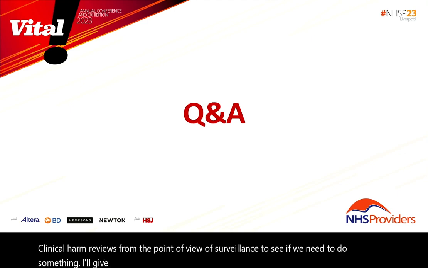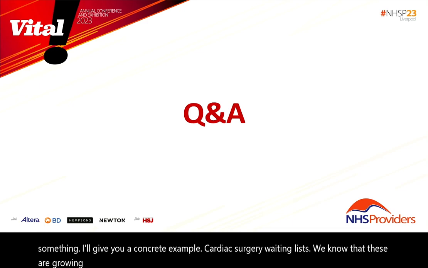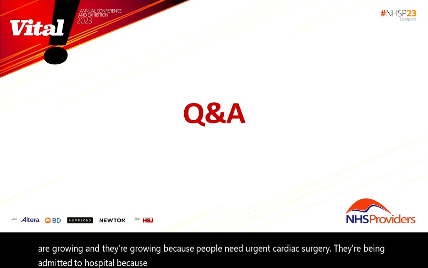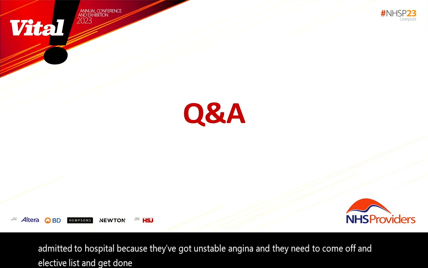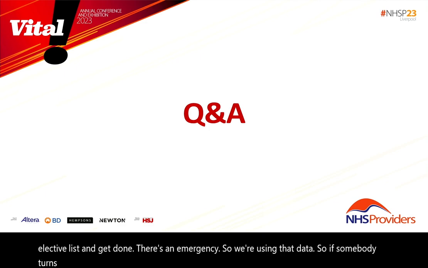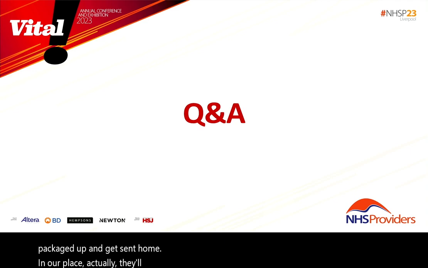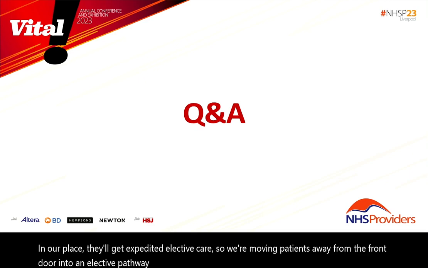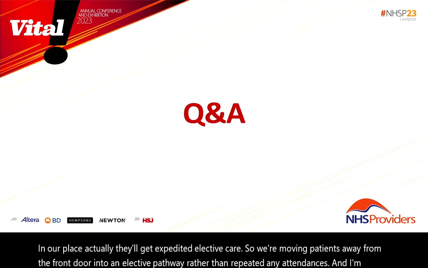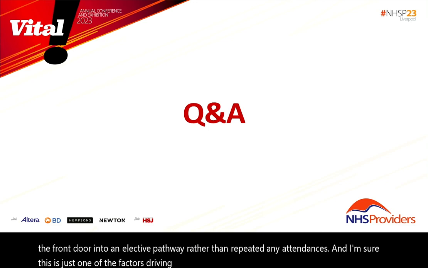I'll give you a concrete example. Cardiac surgery waiting lists. We know that these are growing, and they're growing because people need urgent cardiac surgery. They're being admitted to hospital because they've got unstable angina and they need to come off an elective list and get done as an emergency. So we're using that data. If somebody turns up to A&E because they're on a cardiac surgery waiting list with angina, they don't get packaged up and sent home. Actually, they'll get expedited elective care. So we're moving patients away from the front door into an elective pathway rather than repeated A&E attendances. And I'm sure this is just one of the factors driving urgent and emergency care demand upwards.